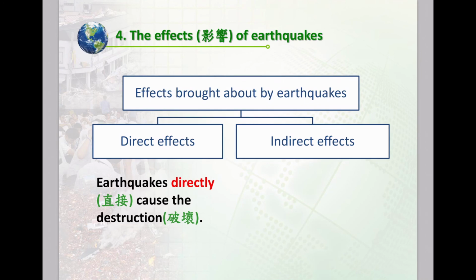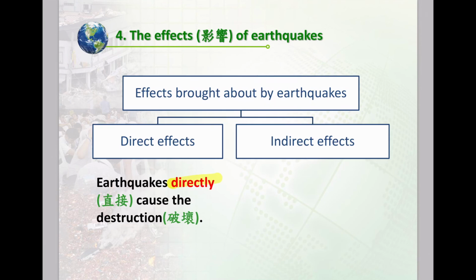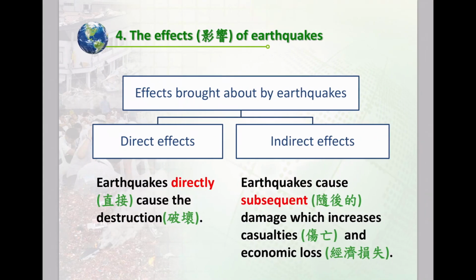What are the differences between these two kinds of effects? For direct effects, the earthquake directly causes the destruction. The effect that is directly caused by an earthquake is called a direct effect. Please highlight the word directly and put down the Chinese meaning as well. For indirect effects, the earthquake causes subsequent damage which increases casualties and economic loss, which means we will have direct effects first, right after the earthquake, and we may have indirect effects afterwards. You will have more ideas by looking at examples.